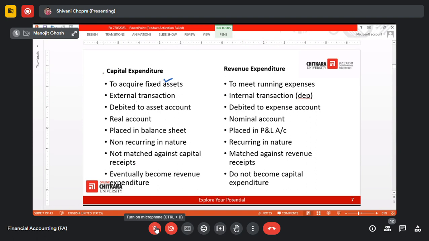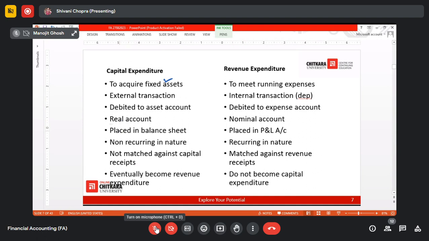And whenever capital expenditure is done, we lead to an increase in some sort of asset because you've acquired an asset. So that means there would be an asset account that would be debited. Whenever there is an increase in the asset, we debit it. Whereas in case of revenue expenditure, we debit an expense account. Capital expenditure is of a real account, whereas revenue expenditure leads to creation of a nominal account.